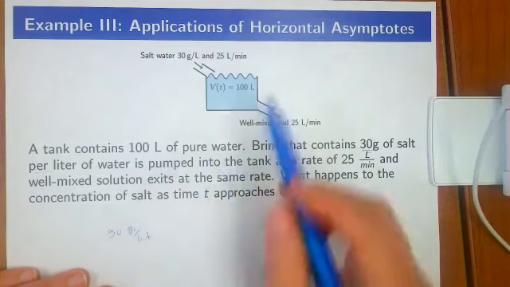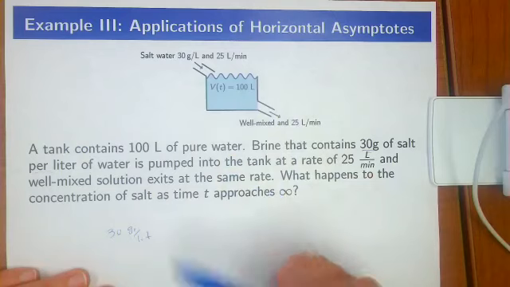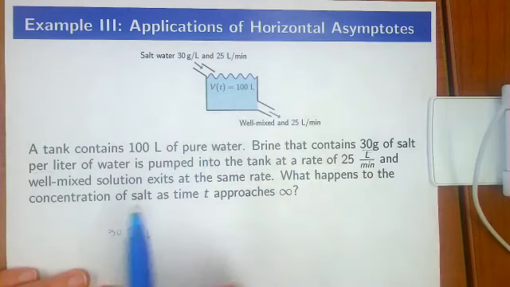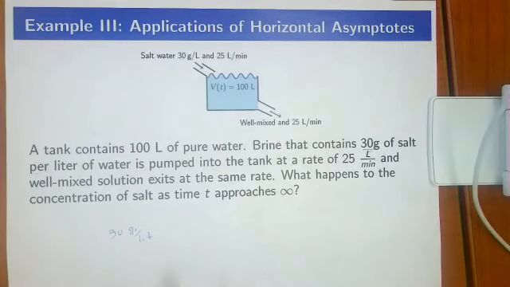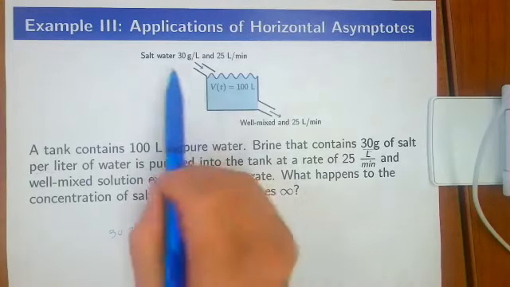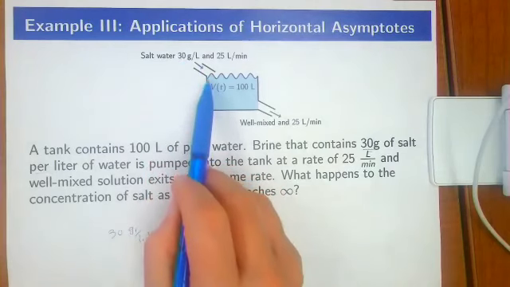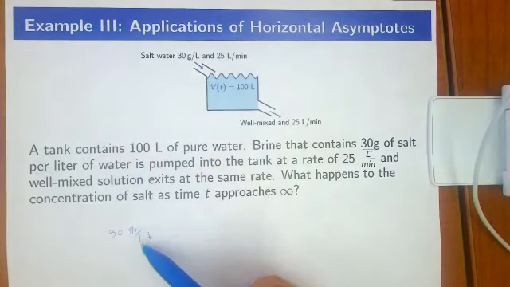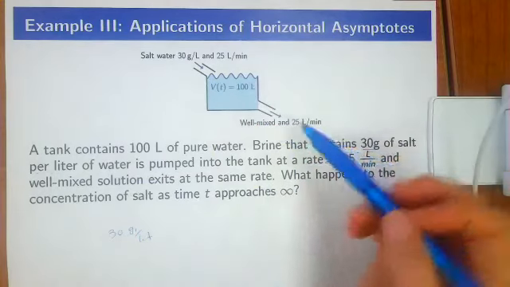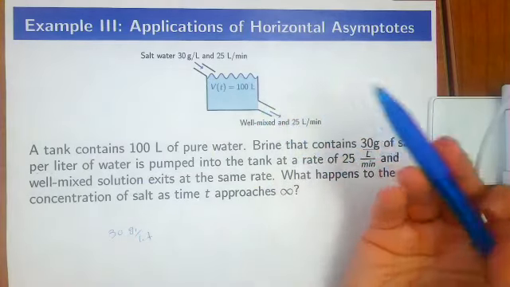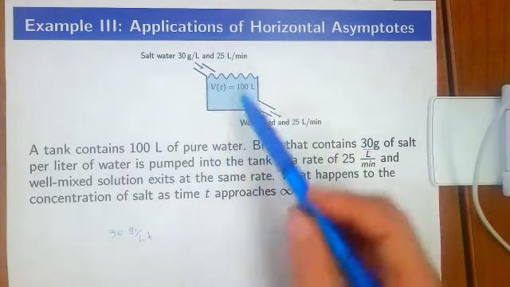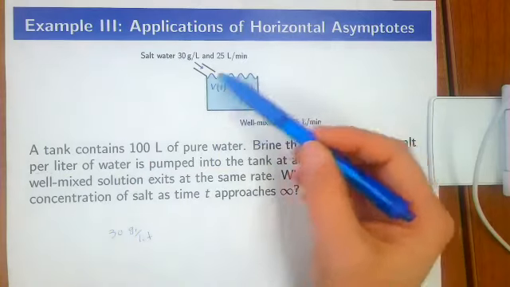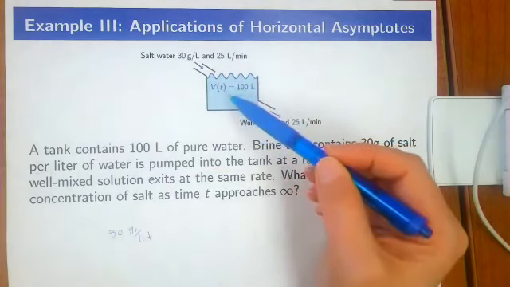So the concentration of the salt in the beginning is pure, so the concentration is 0, but salt water is coming in, and I know the concentration of water coming in is 30 grams per liter. And then the mix goes out. The mix is typically less, it is less concentration coming out, but the salt is being added in here.